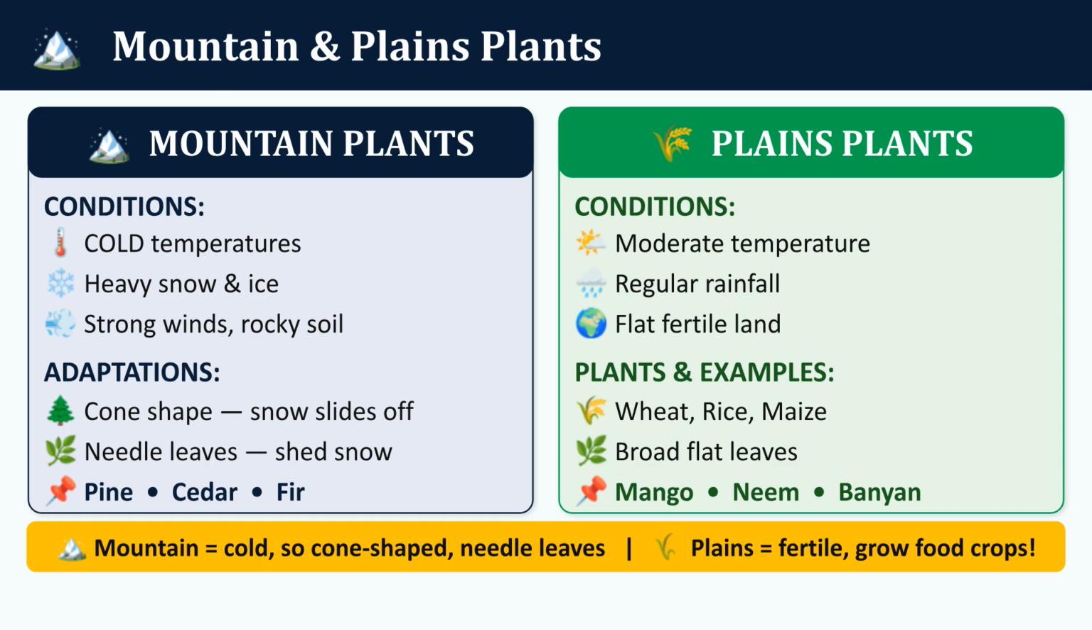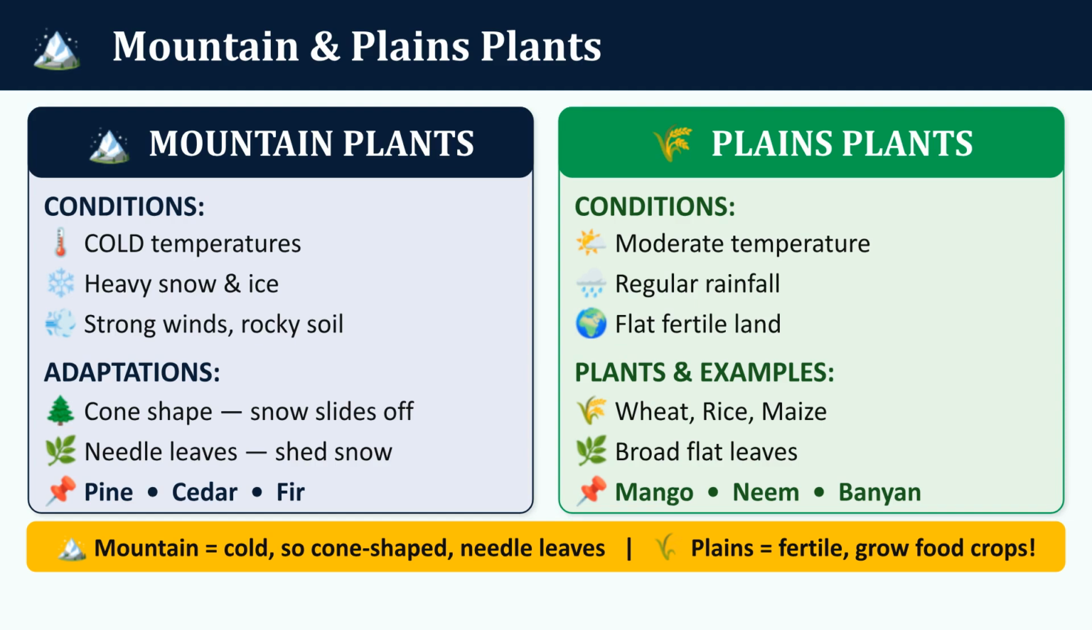Let's visit the mountains first. Mountain regions are very cold. They receive snow and have strong winds. Mountain plants like pine, cedar, and fir have a cone shape. Why? Because snow slides off easily without breaking the branches. They also have needle-like leaves that reduce water loss and prevent snow from collecting.